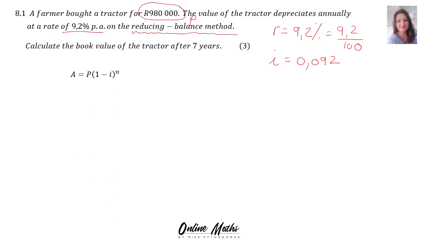There's the correct formula from the formula sheet. Calculate the book value of the tractor after 7 years. So that is going to be our n. So substitution into the correct formula and working out the correct answer. And remember, there's no rounding off inside your sum. It's only your final answer that you will round off because it's money, to 2 decimal places.